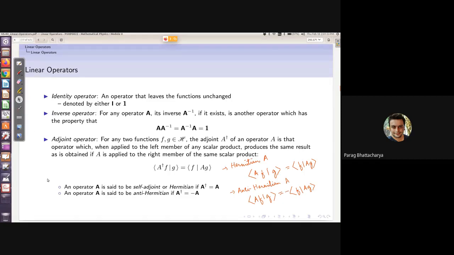And finally, we have something called a unitary operator. An operator is said to be unitary if its adjoint is the same as its inverse. If the operator's inverse itself is the adjoint, that kind of operator is known as a unitary operator. Is that clear? Is this clear to everyone?